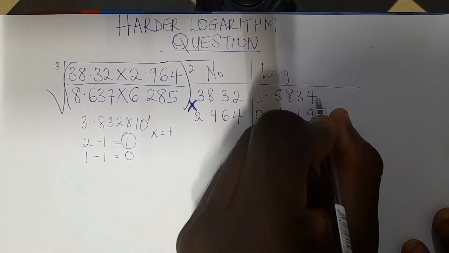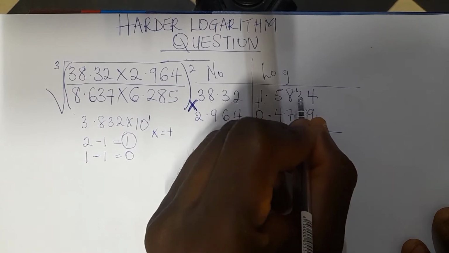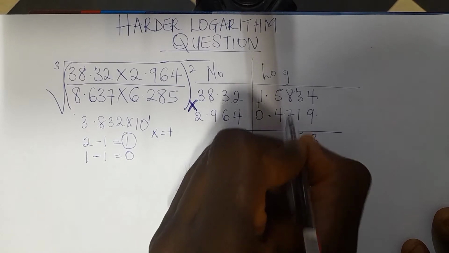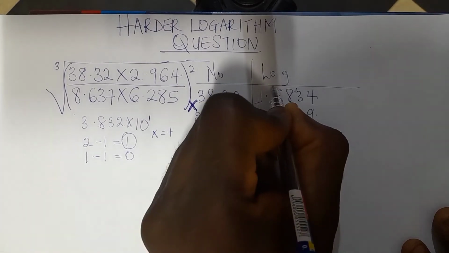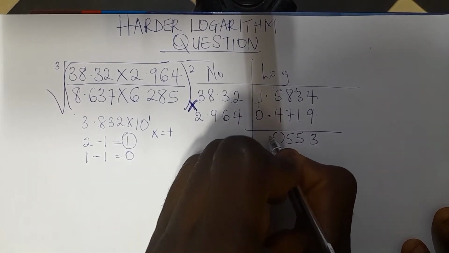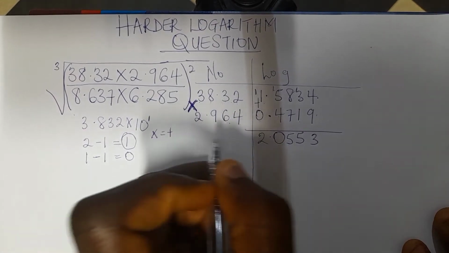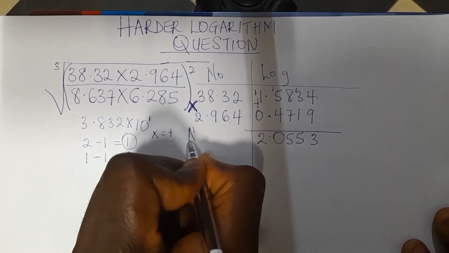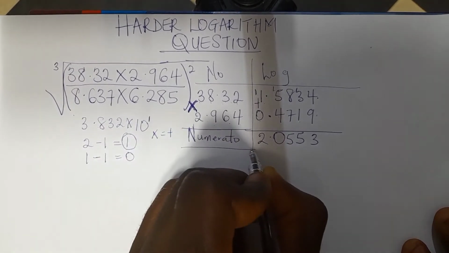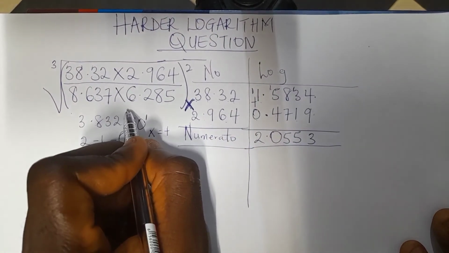Okay, now 9 plus 4 gives us 13. So 3, remember 1. 1 plus 3, 4 plus 1, we have 5. Okay, now 8 plus 7, 15. We have 5, remember 1. 5 plus 4, 9. Plus 1, 10. 0, remember 1. Okay, so 1 plus 1, 2. 2 plus 0 still gives us 2. So this is the numerator. Okay, now we've achieved the numerator. Now let's get the denominator.